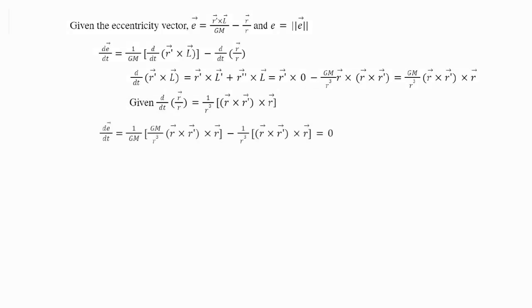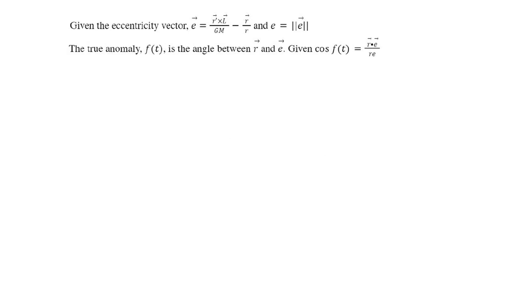When we plug everything back into the original derivative, we see that the constants, gm, cancel in the first term, and the two terms also cancel each other out. Thus, the derivative of the eccentricity vector is also 0. The eccentricity constant, e, is thus a constant that can be proven to be between 0 and 1.